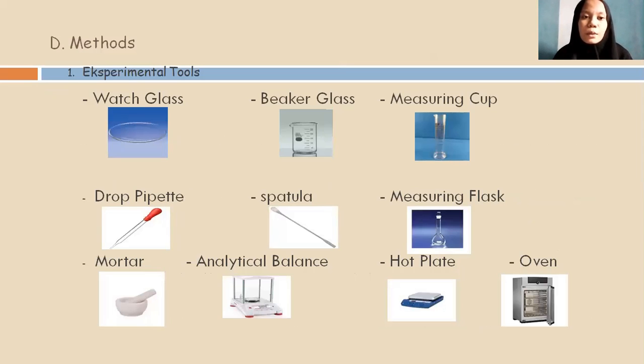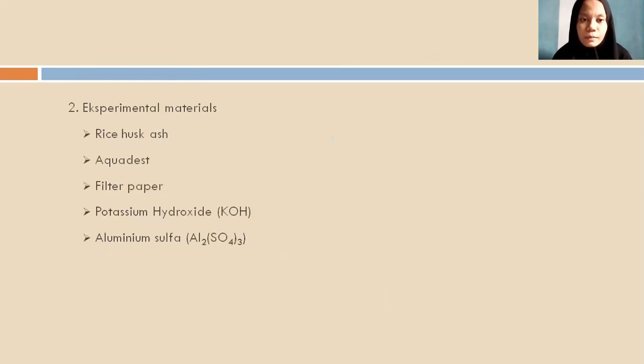Method 1. Experimental tools: watch glass, beaker glass, measuring cup, drop pipette, spatula, measuring flask, mortar, analytical balance, hot plate, and oven. Experimental materials: rice husk ash, aquades, filter paper, potassium hydroxide, aluminum sulfate.